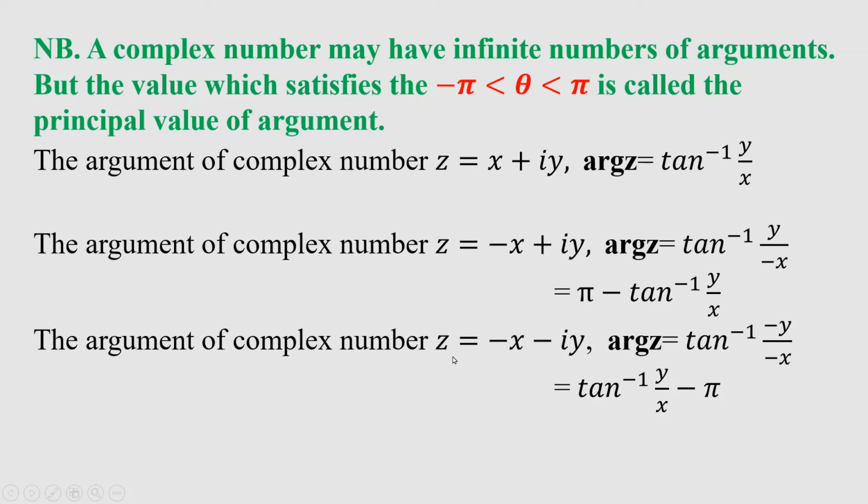The argument of the complex number z equal to minus x minus iy, both negative. That means this complex number lies in the third quadrant, and if we take the positive angles of the third quadrant, then it will be greater than 180 degrees. That's why we have to take the negative direction angle. That's why we write here tan inverse y by x minus pi.